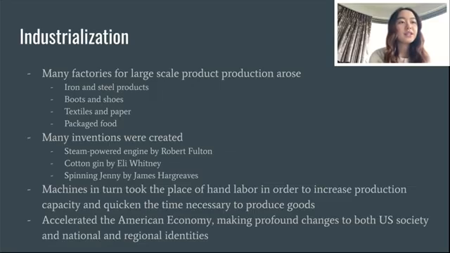In addition to this, new innovations were created which included the steam-powered engine by Robert Fulton, cotton gin by Eli Whitney, and the spinning jenny by James Hargreaves. Machines, in turn, took the place of hand labor in order to increase production capacity and quicken the time necessary to produce goods. This accelerated the American economy, making profound changes to both U.S. society and national and regional identities.